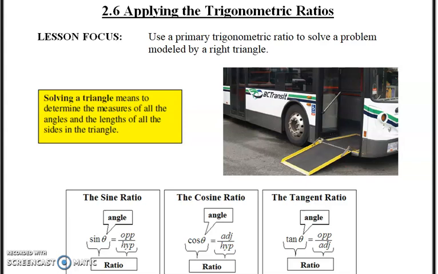So you'll notice on your screen here, it says solving a triangle means to determine the measures of all angles and all lengths in a triangle. So we know in a right triangle, we have three angles, and we have three sides to go with those angles, okay, that corresponds to those. So when you're asked to solve, you want to have all six. So you might be given three, you got to find the other three, right, and so on.